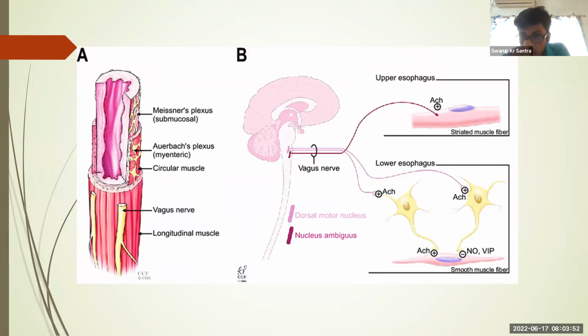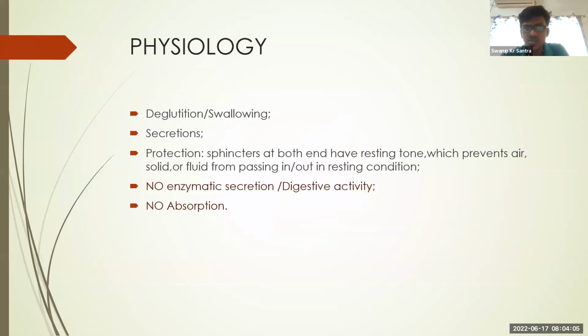And as I told earlier, the dorsal motor nucleus of the vagus mainly supplies the smooth muscle part, or the lower part of the esophagus, and the nucleus ambiguus supplies the upper part, or the striated muscle part of the esophagus.